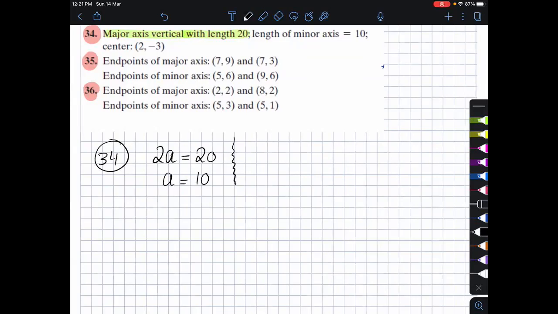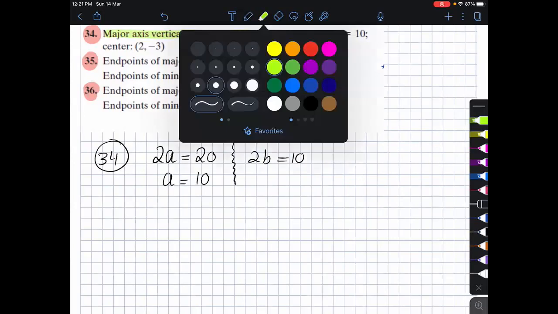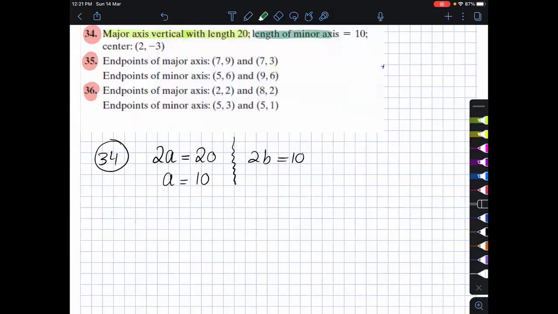Okay, the length of the minor axis is 10, meaning 2b. So 2b equals 10, because the length of the minor axis is 10. So I have to say that 2b equals 10 and b is 5, and b squared equals 25, and a squared equals 100.